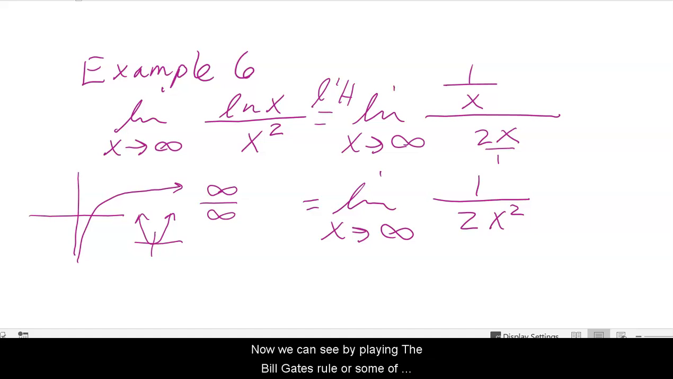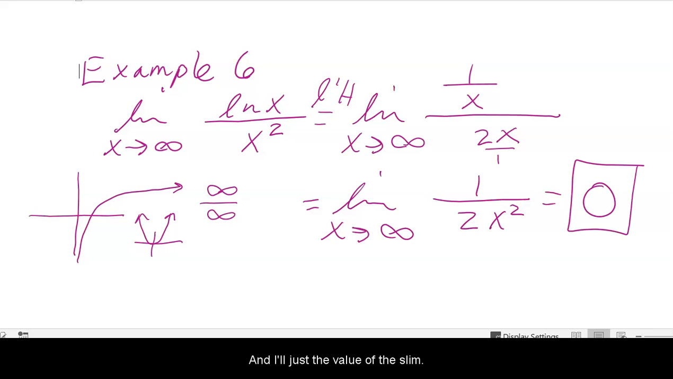Now we can see by applying the Bill Gates rule or some of the other techniques we've learned this semester that as x goes to infinity and the bottom gets larger and larger, the top is a constant, which will drive the whole thing to 0. And that is the value of this limit.